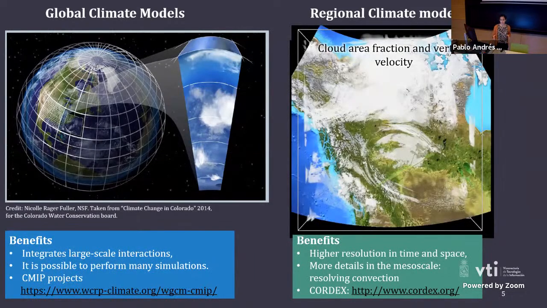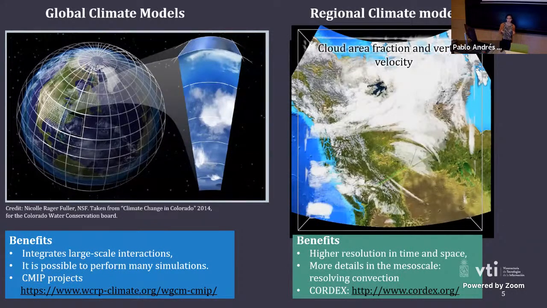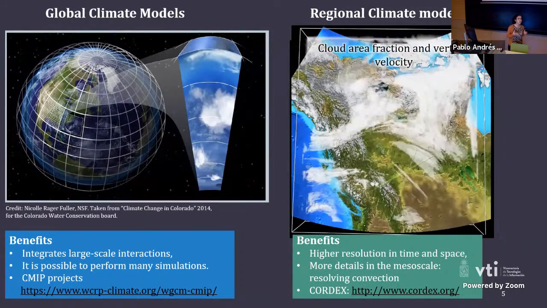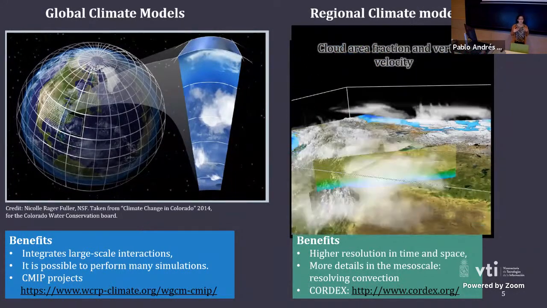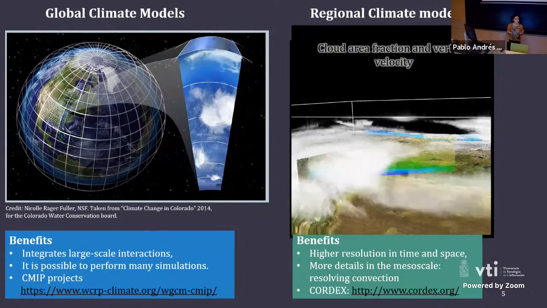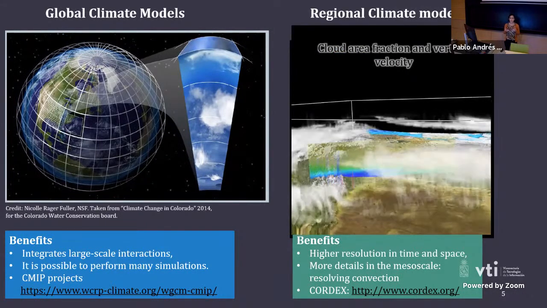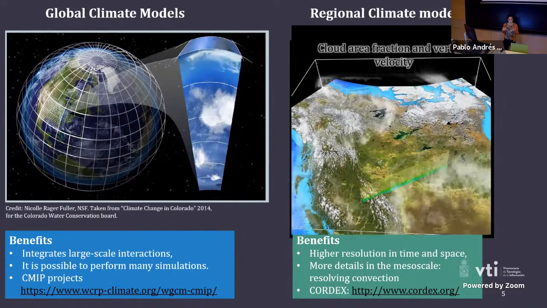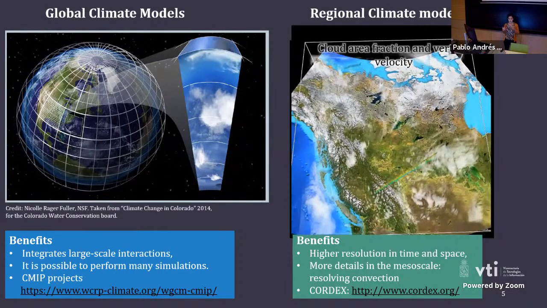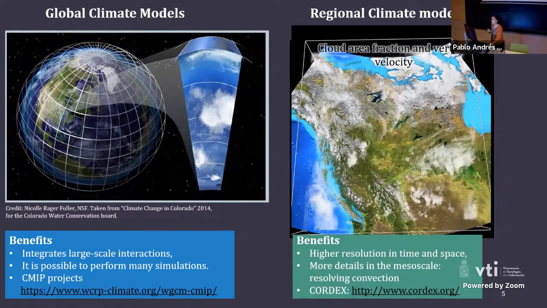Here I'm showing you an example. This is an animation of a regional climate model at a convection permitting scale. So when the simulation is run at 4 kilometers or higher resolution, we call it convection permitting scale because you can resolve convection in the equations. You don't need to parameterize it. And that's that visualization. You can see the clouds there, and a couple of cross sections. I'll run that again.